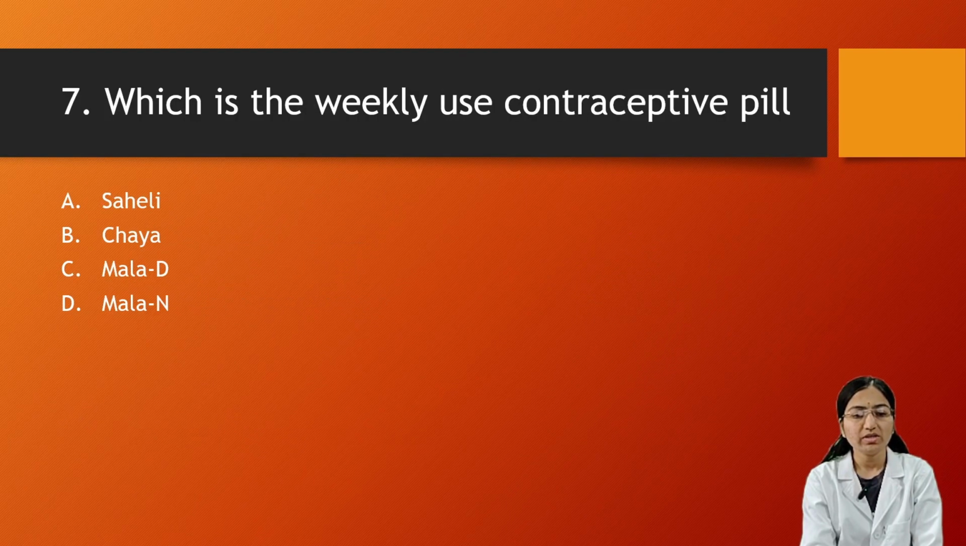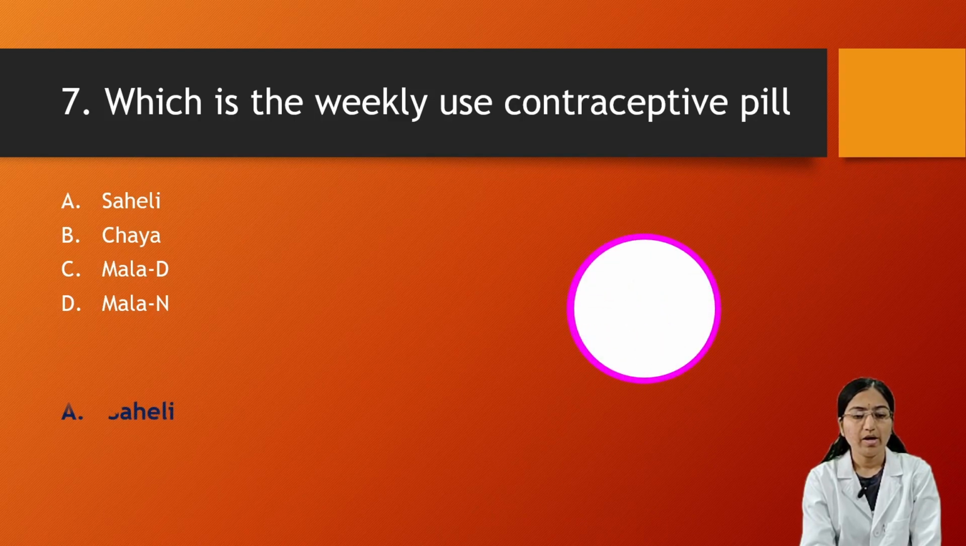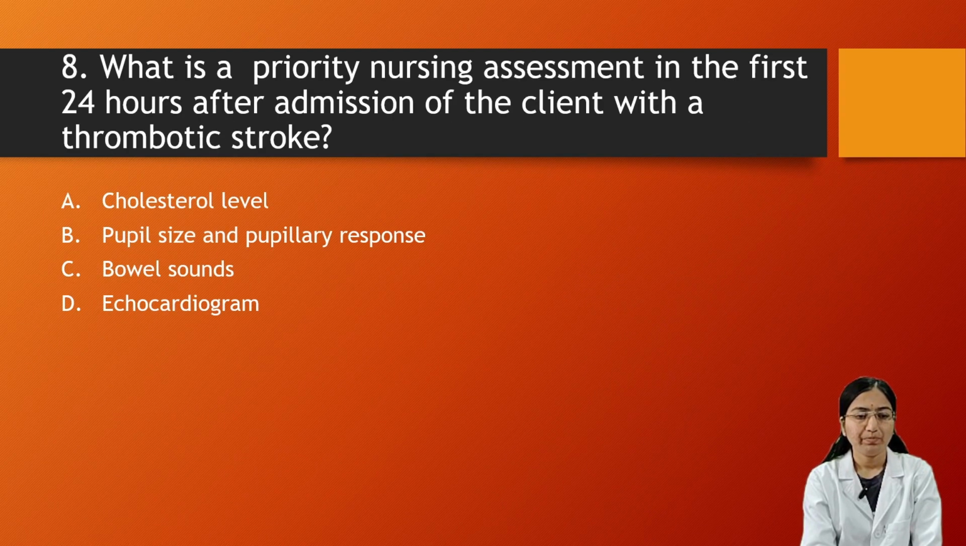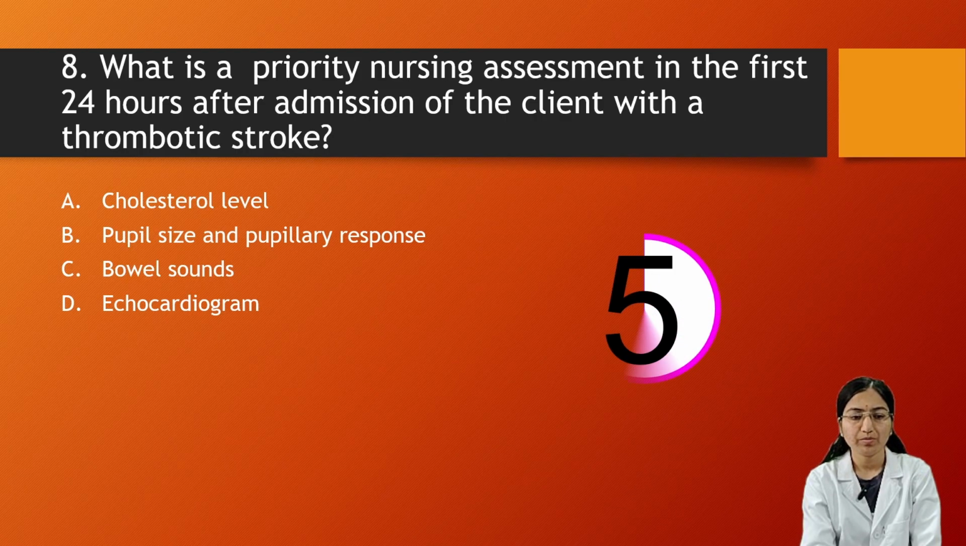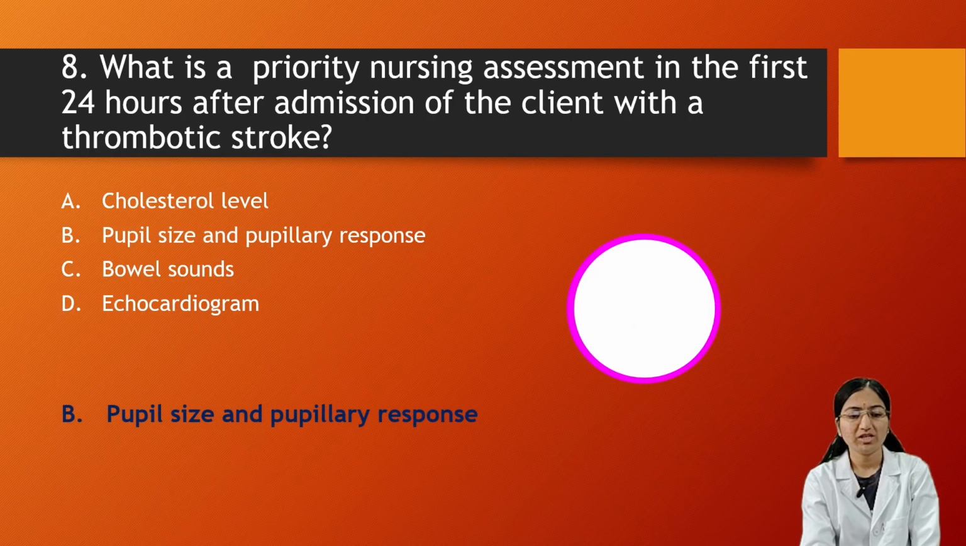Next question. Which is the weekly use contraceptive pill? Right option is A, that is Saheli. Next question. What is the priority nursing assessment in the first 24 hours after admission of the client with a thrombotic stroke? Right option is B, that is pupil size and pupillary response.